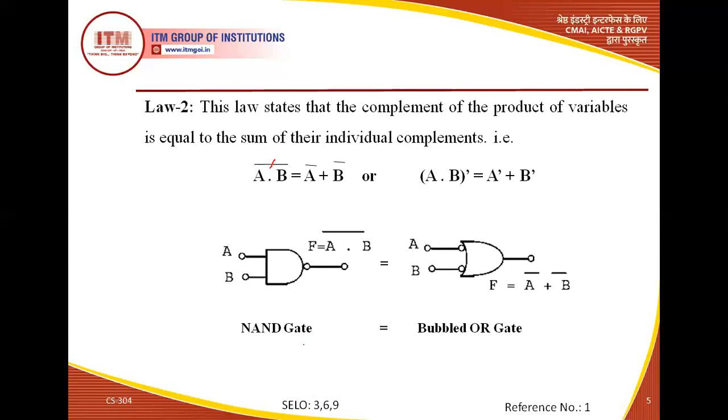So both conditions you may remember: bubbled AND gate is equivalent to NOR gate, and bubbled OR gate is equivalent to NAND gate. So this is the second law. And you can also prove laws 1 and 2 by using the truth table method, which we discussed in our first video lecture. So these are the De Morgan theorems, law 1 and law 2.